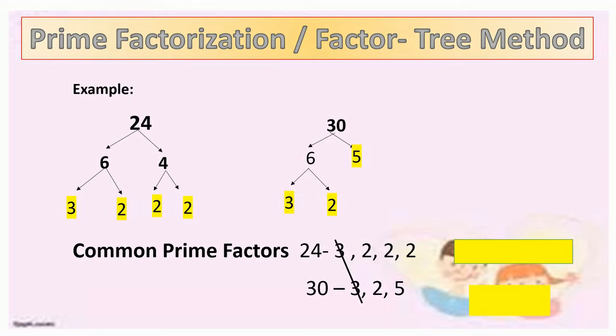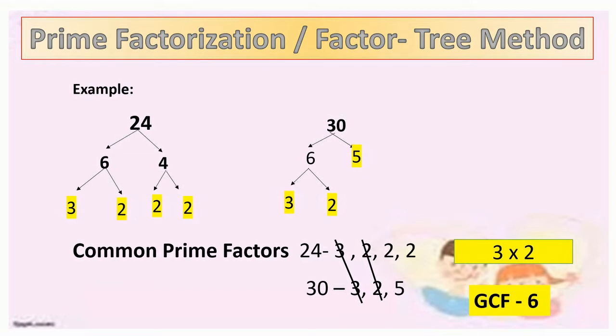Tapos si 2. Tapos wala na, 'di ba? Wala naman tayong 2 sa baba, wala naman tayong 5 sa taas, kaya ganun na lang. Iwan na lang natin sina 2, 2 at saka si 5. So after that, i-multiply natin si 3 and 2. So, kapag i-multiply natin si 3 and 2, ang lalabas na GCF natin is 6. O, 'di ba kids? Napakadali lang. Ganyan gawin si prime factorization.